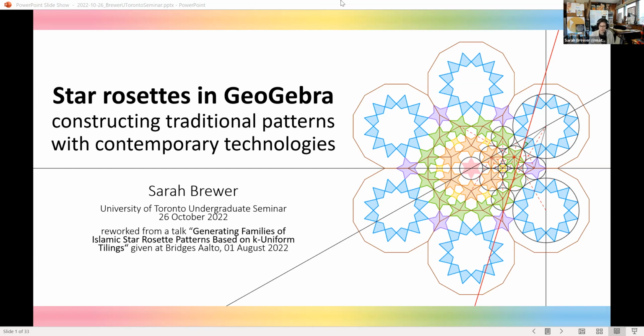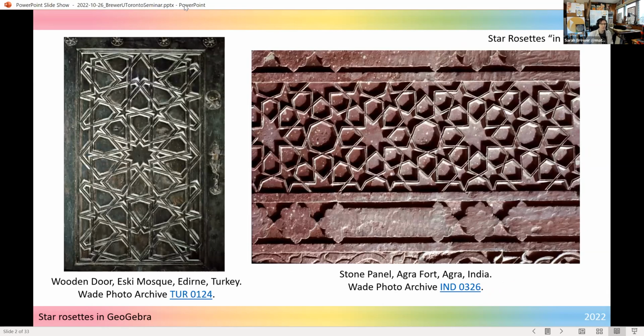packing and K-uniform tiling. So I'm going to go through a slightly modified version of a talk that I gave at the Bridges conference back in August. Slightly expanded because I only had like 10 minutes at that talk. And then I'm going to walk through some of the construction of some of these things. So let's start by unpacking some of that terminology that I just threw out there. And I'm going to start by talking about Islamic star rosette patterns.